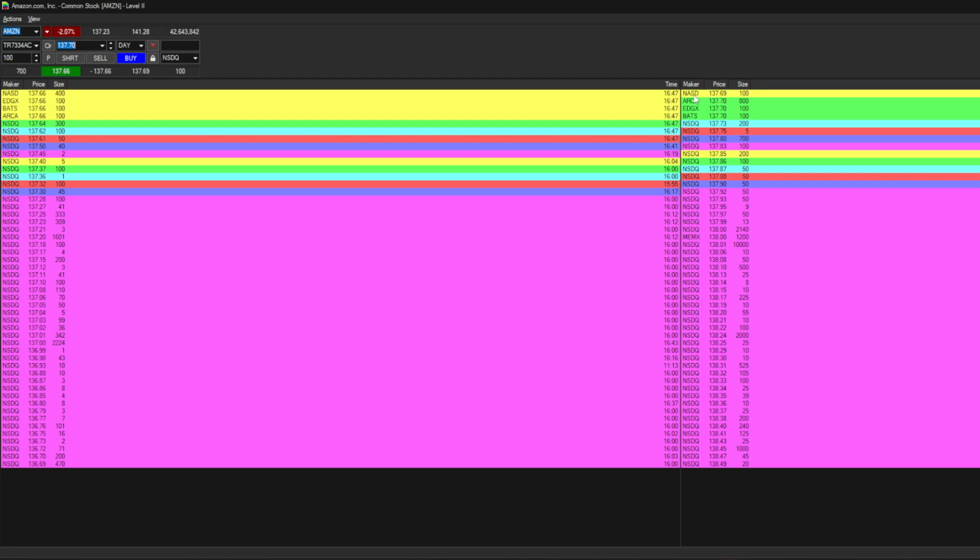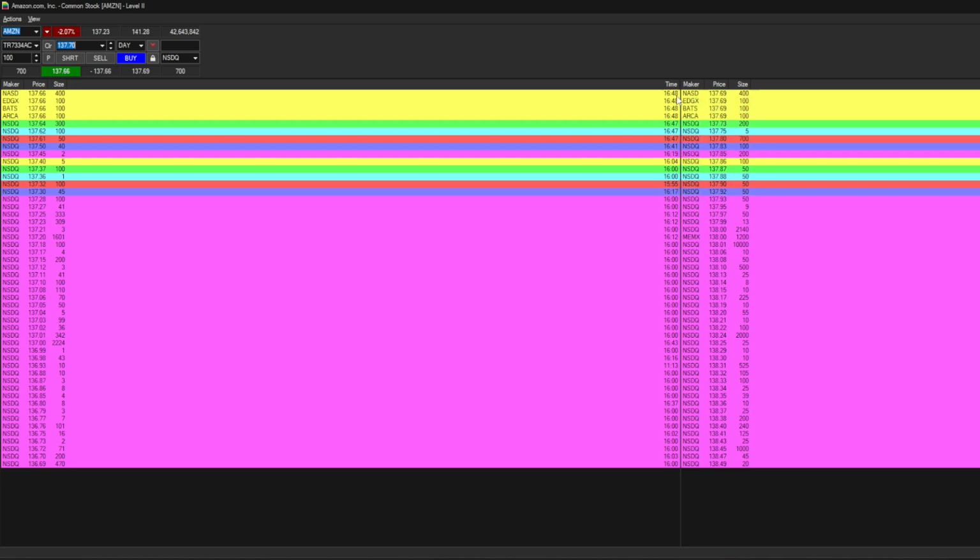So if the price 137.66 traded, then your stop loss will get executed at 137.66 or lower, even if the stop loss was placed at 137.67 or 137.68. It wouldn't matter because neither of those prices were tradable at the time that 137.66 traded.